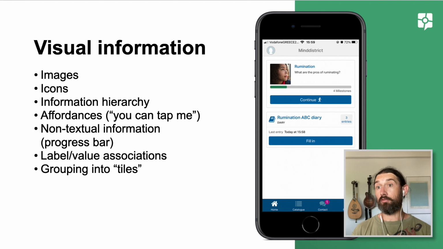And finally, perhaps the most important, visually, if you look at this page, you see there are two things. We call them tiles, the Rumination tile and the Rumination diary tile, or the module tile and the diary tile. There's two concepts, two clumps of information, and those loose individual labels, the 4 milestones, continue rumination. Those loose labels hang together because they have a visual boundary around them, and the visual styling, the layout, says that this is one information unit.